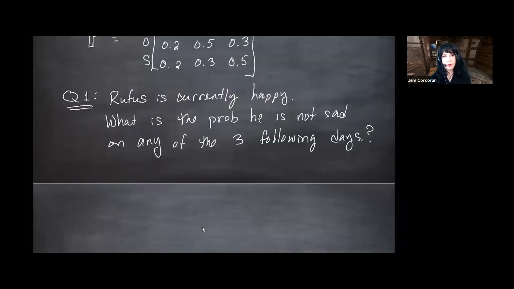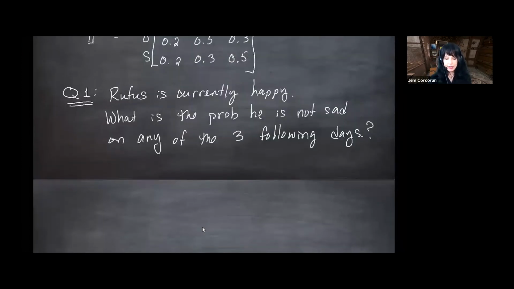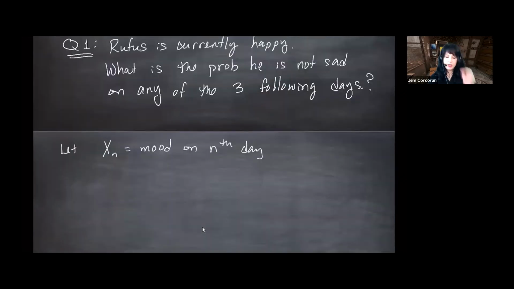Let's figure out what we want to solve. I'm going to let Xn be his mood on the nth day. I don't like splitting my board like this, it destroys the illusion, but I feel like I'm scrolling up too fast for people who are writing. So we'll label the current time as time 0, and then we'll care about what happens in time 1, 2, and 3.